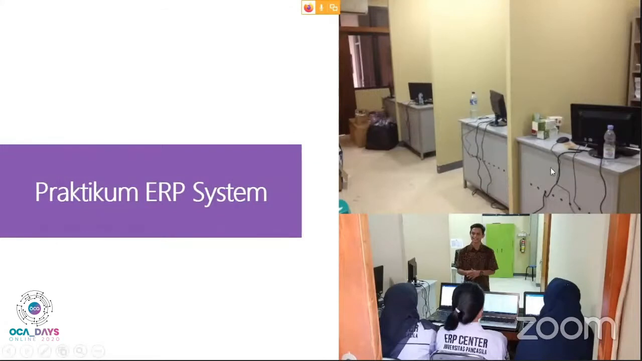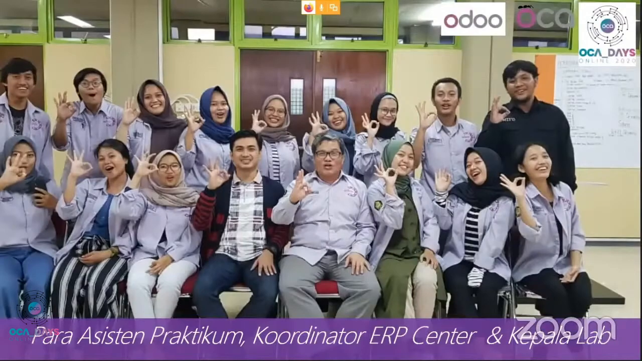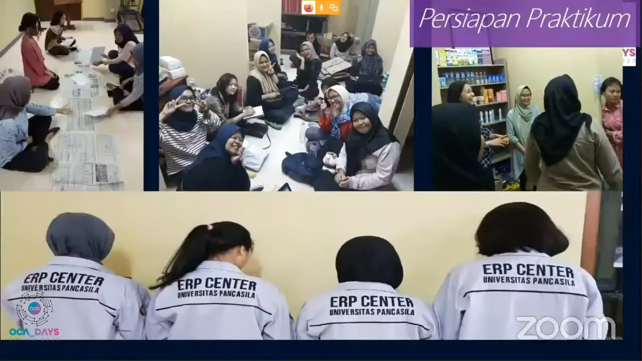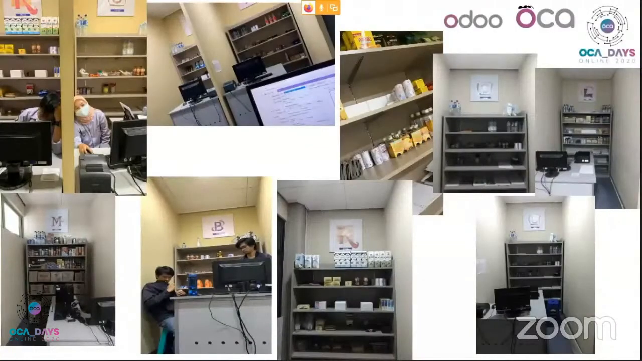This is the enterprise simulation, one shop, another shop. This is my team. This is all my students with the discussion about and preparation of the laboratory. Now this is all. Do you see? This is the screenshot with the module of POS. I'm missing all students. Very happy, and they know about the supply chains and Odoo.